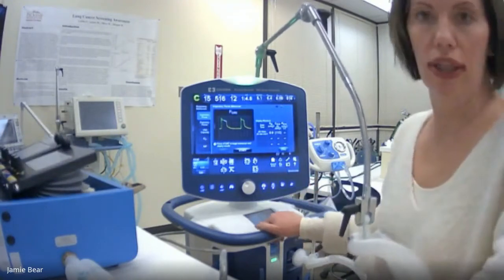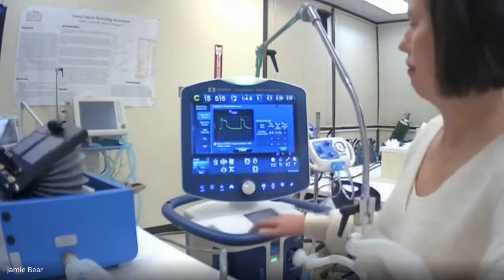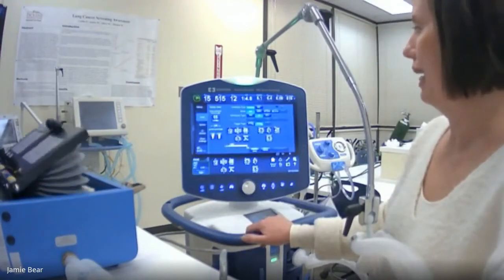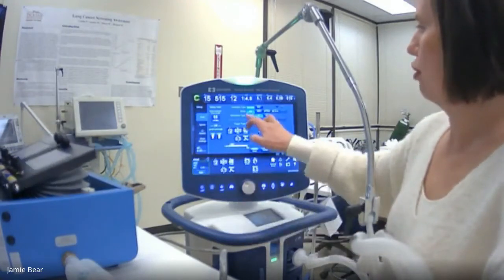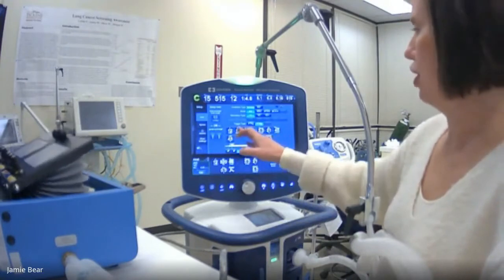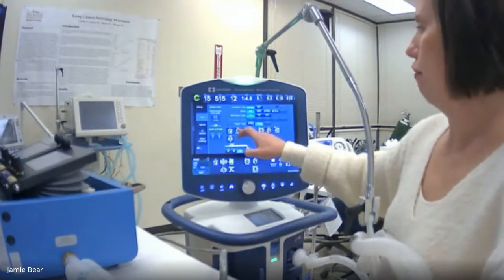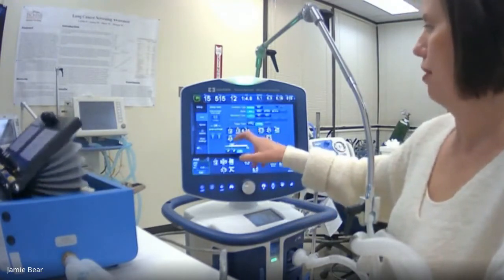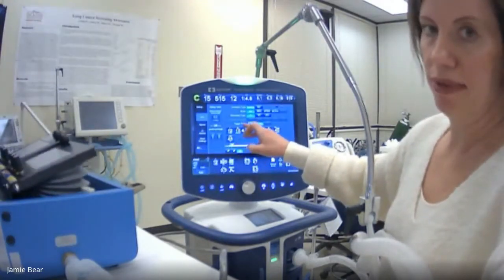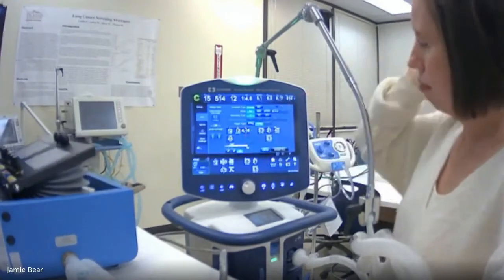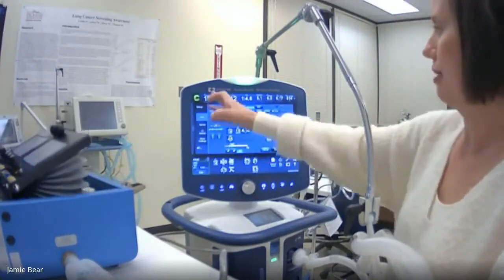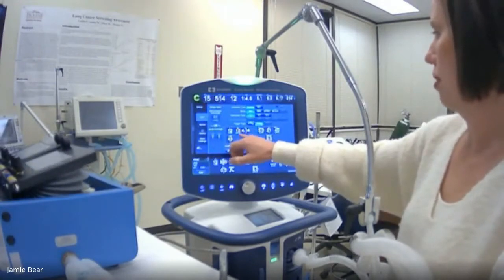Okay, so one of the things I want to do now is to go into the different modes. So now I am going to go back and go to a pressure control mode. Okay, so we didn't need much here. Now rather than a volume, we're still going to target that volume that we were at before, which was 520, 8 mils per kilo. So now our inspiratory pressure is going to be about 15, and that's about what we were before.